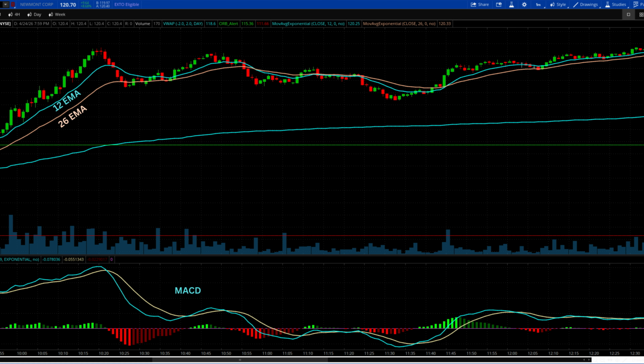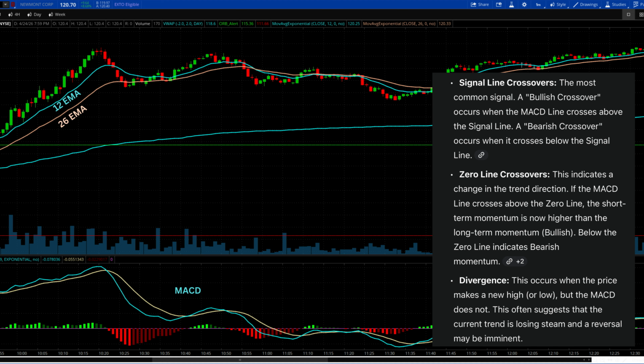How to read the signals. Traders generally look for three types of signals when using MACD. Signal line crossovers, the most common signal. A bullish crossover occurs when the MACD line crosses above the signal line. A bearish crossover occurs when it crosses below the signal line.